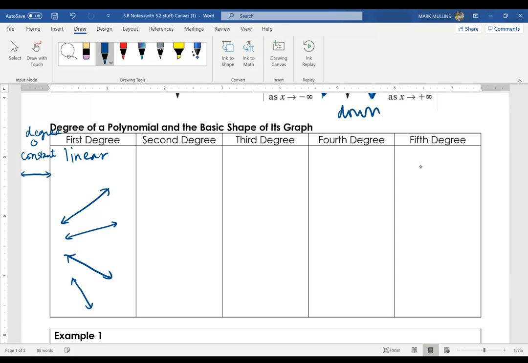Second degree is a quadratic. And we know all about parabolas. We could have a big wide parabola. We could have an upside down parabola. We can have a skinny parabola. All different shapes. So what I want you to notice here is when I have a linear graph, I just have a straight line, I have 0 turning points.